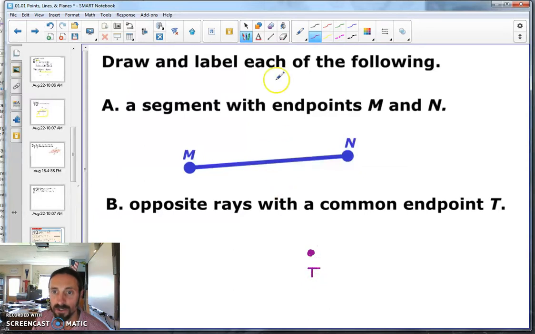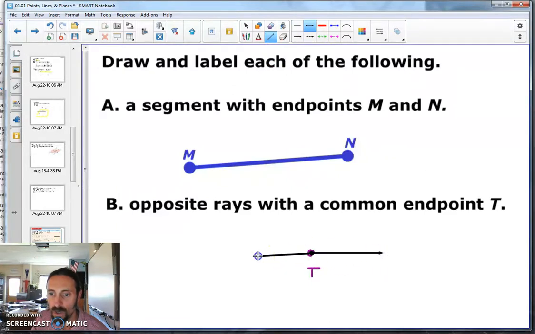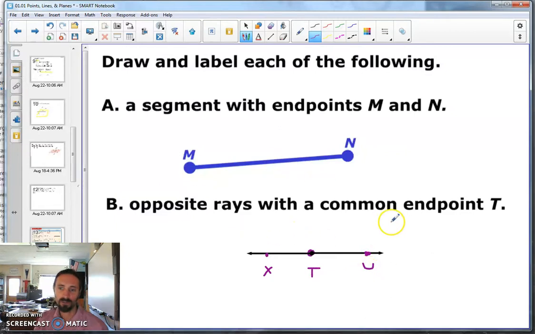Well, I should use a better tool. I'm going to switch tools here. You guys wait till you see this magic. I go like this, whoo! And then I go here and I go, whoo! Look at that. And we better put some points on here. Somebody said, oh, I like point X. Somebody said, I like point U. Okay, opposite rays with the same endpoint.